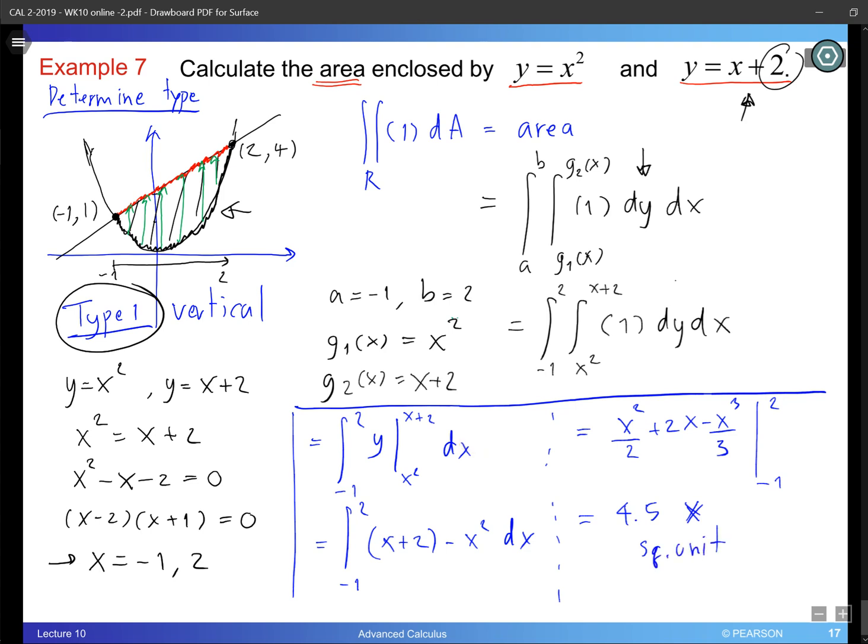And that is another example of how to use the double integration to find the area. It's all about this formula. And the key is to make the function value be 1. Once you do this, the formula becomes the area.